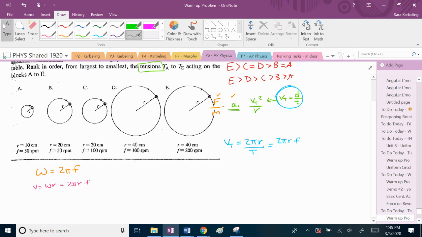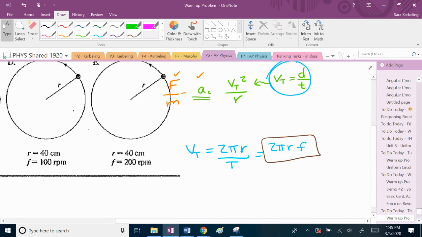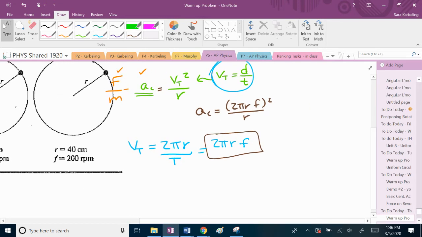Okay, so we know that v is equal to 2 pi r f, and we know that a sub c is v_t squared over r. Have we plugged any numbers in yet? No, that's cool. We don't like to plug numbers in until we have to. So a sub c is equal to 2 pi r f squared over r. Can we simplify that at all? One of the r's, right? Yeah, one of the r's on the top and bottom. So a sub c is equal to 2 pi squared, whatever, we don't care about that because that's all constant, r f squared. All we care about is what?